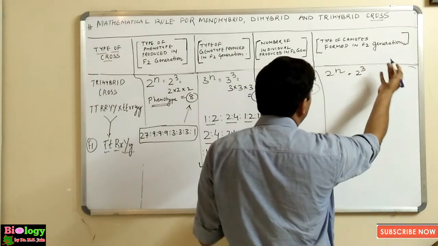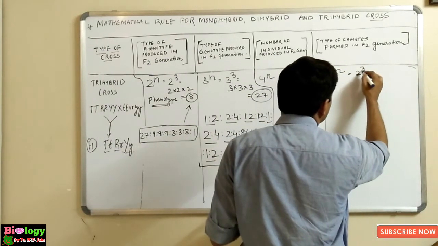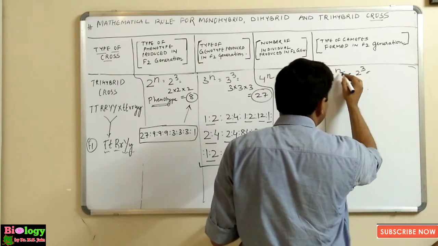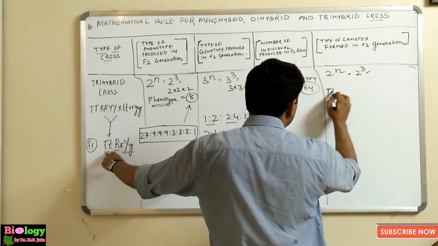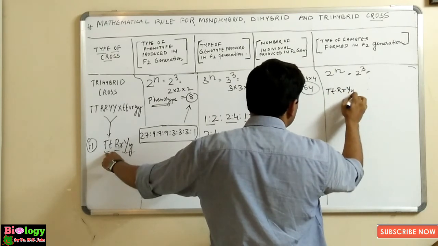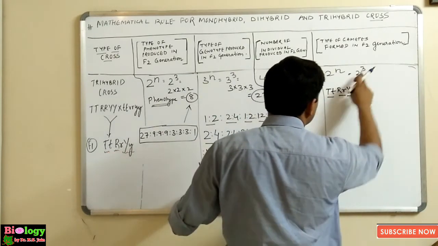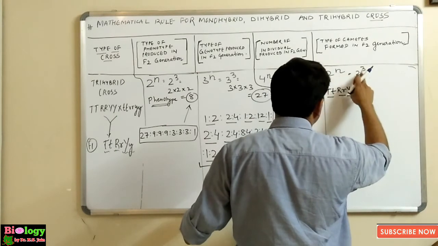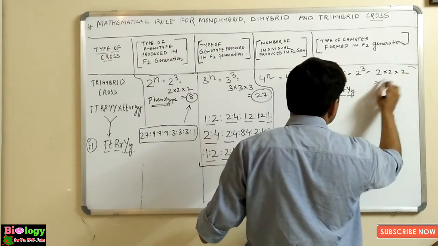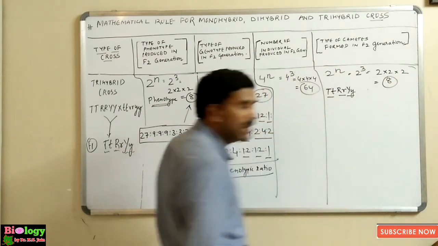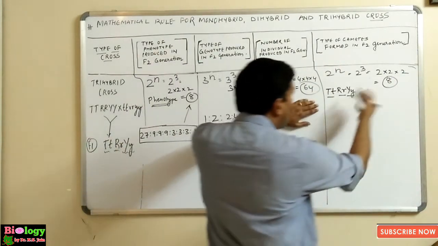Now what will be the number of types of gametes produced? So 2 to the power of n, where n is the number of heterozygotes. Here 3 heterozygotes are present: capital T small t, capital R small r, capital Y small y, that is 1, 2 and 3. So I have kept 2 to the power of 3, so 2 into 2 into 2, 2 twos are 4, 4 twos are 8. How many types of gametes will be produced? 8 types.